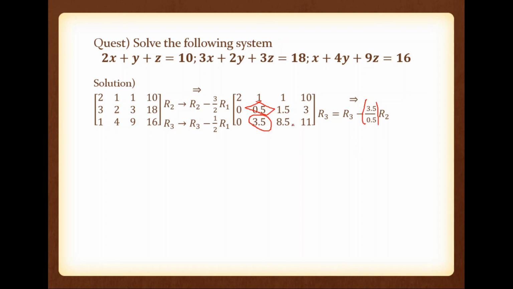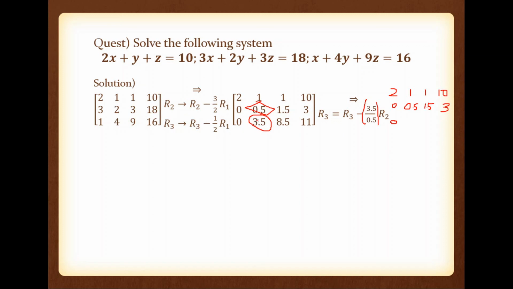So what will be the answer? The first two rows are not changed: 2, 1, 1, 10. The second row is also not changed: 0, 0.5, 1.5, 3. Third row, what is the first element? 0. Substituting 0 into this R3, what is the corresponding R2 element? 0. So 0 minus 3.5 divided by 0.5 into 0, that is 0.